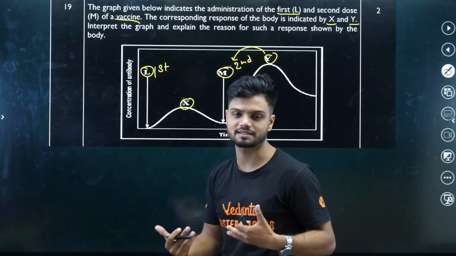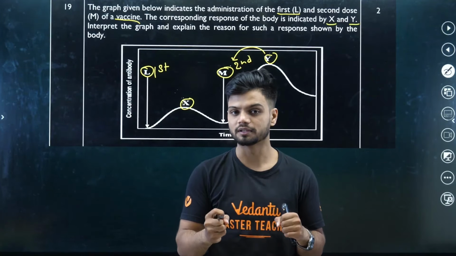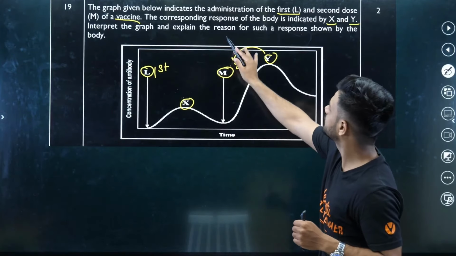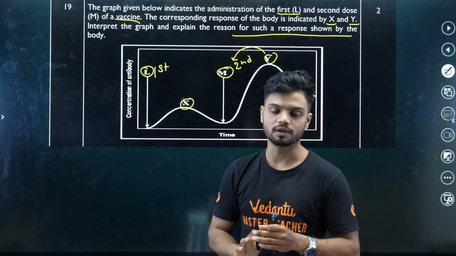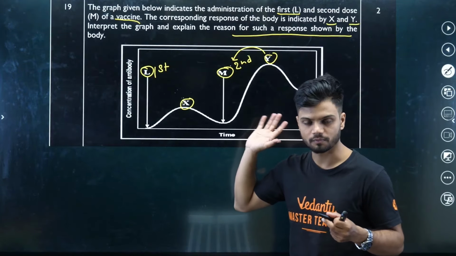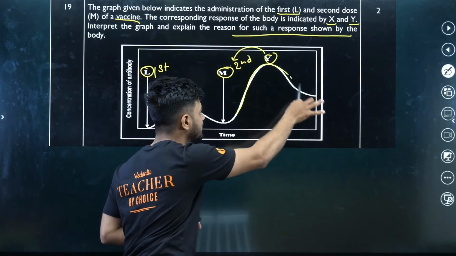Remember when you got the COVID vaccine for the first time? Didn't you start shivering the whole night? You felt sick a little bit? That is your body response. Interpret the graph and explain the reason for such a response shown by the body. Now, all they're asking you is, when the first dosage was applied, why this reaction by the body? And when the second dosage was applied, why is your body reacting to it more?